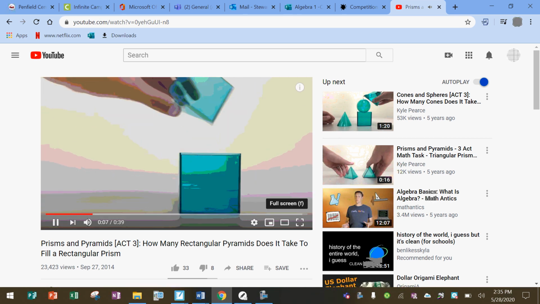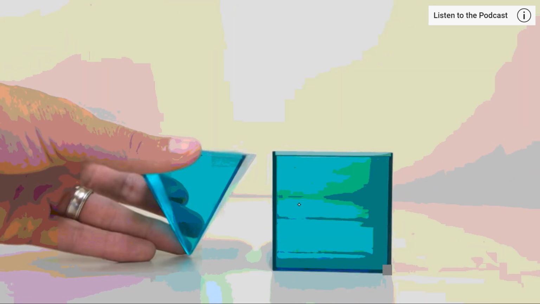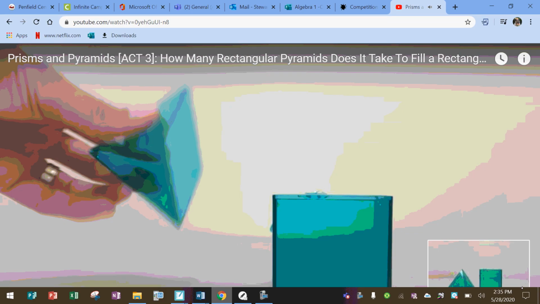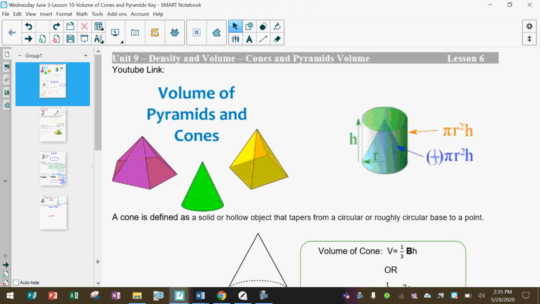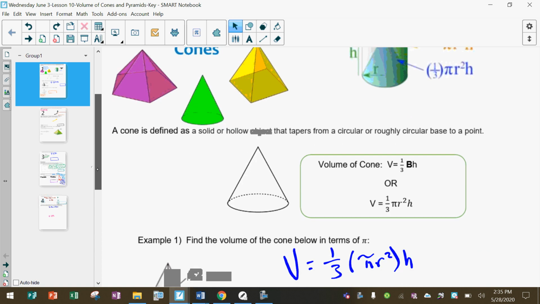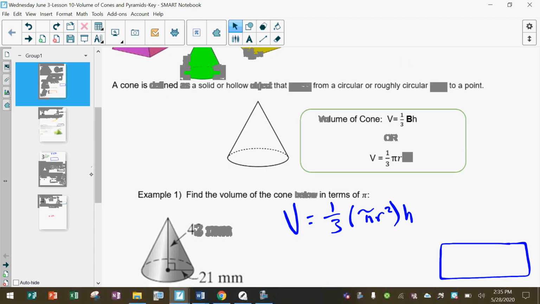So in this video, what you see is the prism and the pyramid both have the same height, and they both have the same shape and area for the base. In this case, it's a square instead of a circle. But what you're seeing is that it takes 3 of the pyramids to fill in the one prism. And this is where the volume formula for pyramids comes from. So the volumes of pyramids and cones, instead of area of the base times the height, it's 1/3 the area of the base times the height.